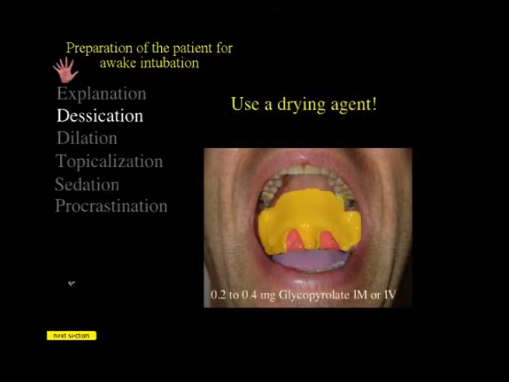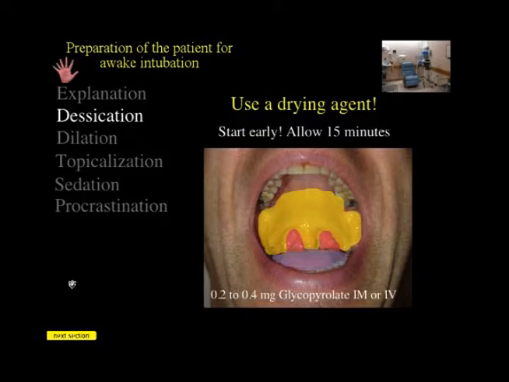We're going to use a drying agent. My favorite, 0.2 to 0.4 milligrams glycopyrrolate, intramuscular or intravenous. We have to start early. This is a picture of our holding area. I'm going to give them the glycopyrrolate in the holding area. If they don't have an IV and the schedule is tight, I'll give it to them IM. Because by the time they get to the OR and by the time they get their IV, they'll be dry.